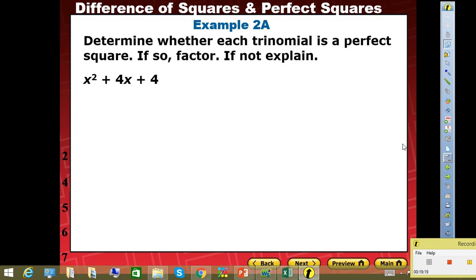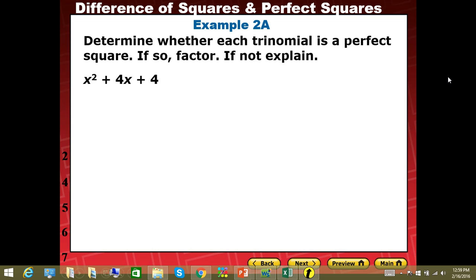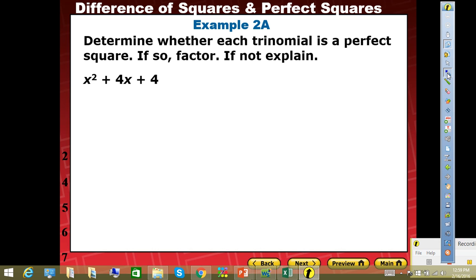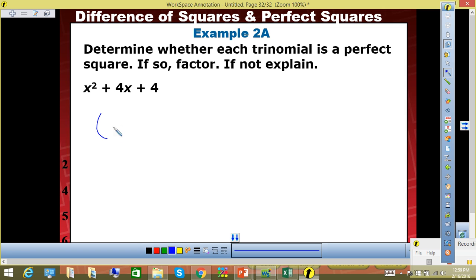Okay, show of hands. Who says it's not a perfect square? No one? Good. It is a perfect square. Who can give me the factors? Seabass. 2. We got x plus 2 squared or 2 plus x squared. That is correct. Let's move on.